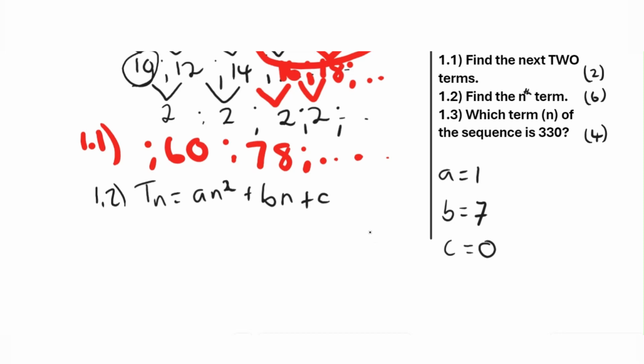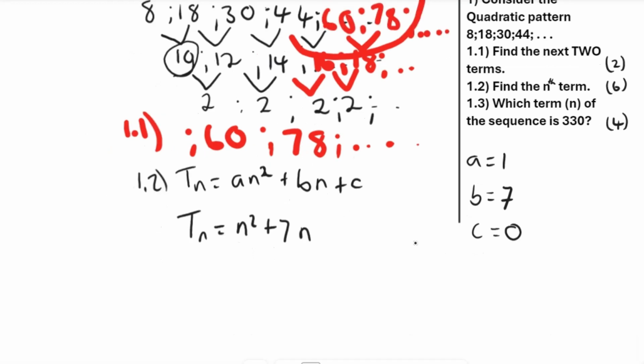So after finding the value of C, what we want to do is write that our answer for Tn is: Tn equals A is 1 n squared plus B, which is 7n, and then plus C, that is 0. So this is our answer. Tn is given by n squared plus 7n.